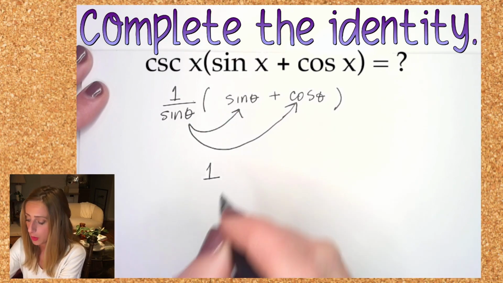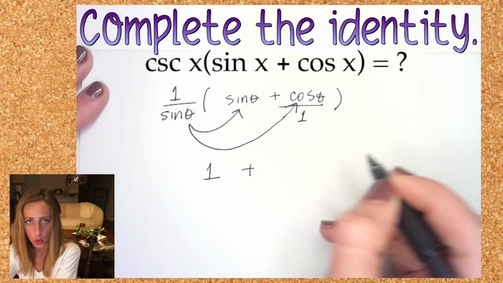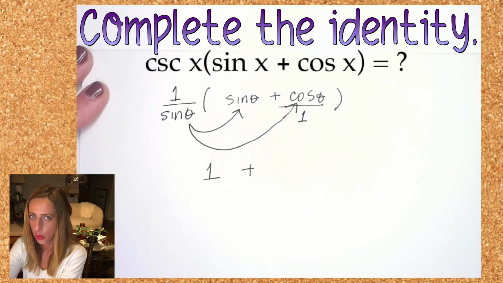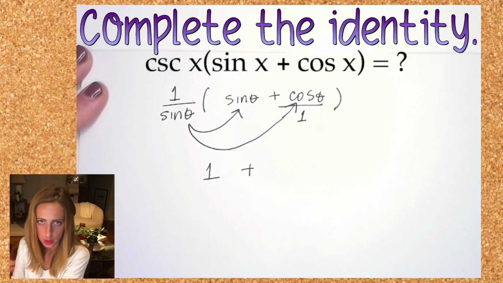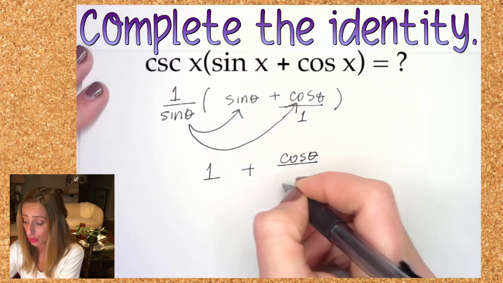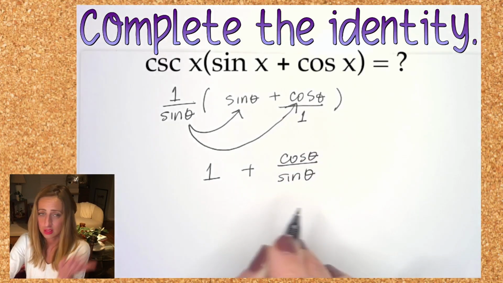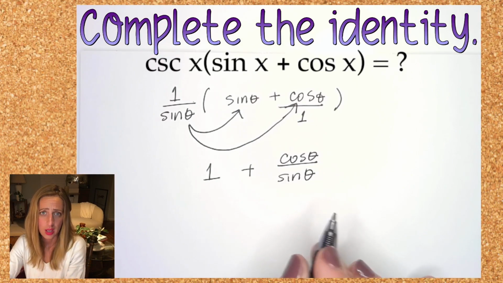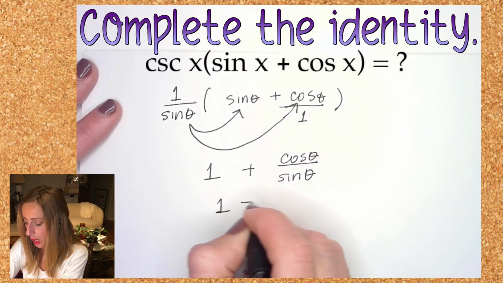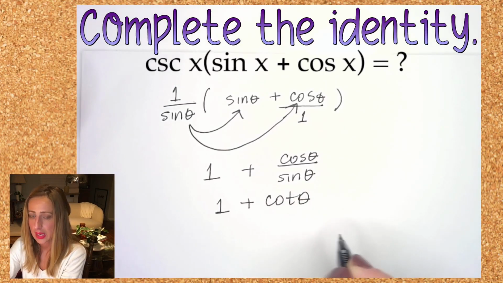So there you go. Plus this cosine theta over here is really over a 1, and we're going to multiply that by the 1 over sine theta. So multiply your tops and your bottoms, your numerators and your denominators. That means you're looking at cosine theta over sine theta. I don't really need to write either of the ones anywhere. They're just not necessary, right? From here, I'm going to have really just 1 plus cotangent theta.